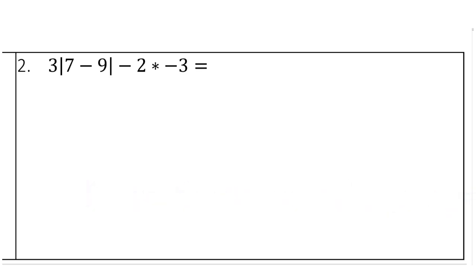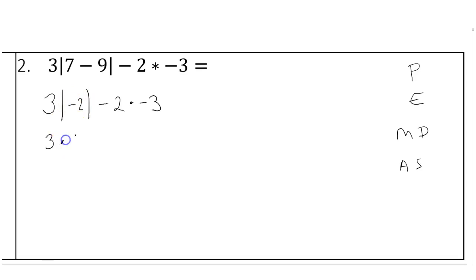Now that you have tried it, check your work. Remember that the absolute value symbols are a grouping symbol. Begin with 7 minus 9 equals negative 2. For 3 times the absolute value of negative 2 minus 2 times negative 3, the absolute value of negative 2 is positive 2, for 3 times positive 2 minus 2 times negative 3.